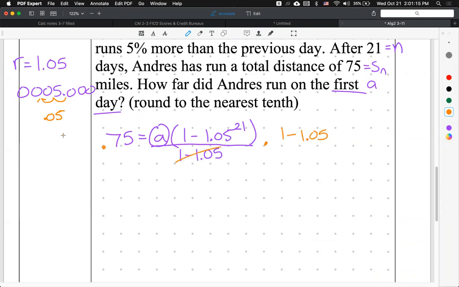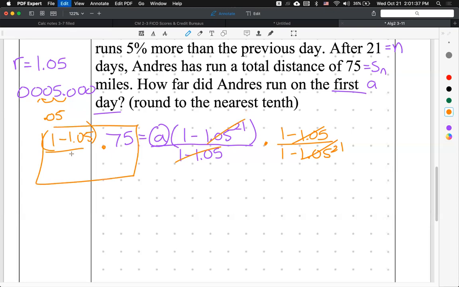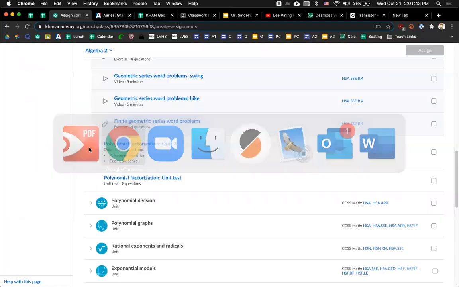Yep, that cancels out that one, right? And then times 1 minus 1.05. And also divide by something, right? Because we want to get rid of this thing. Yeah, divide by it. 1 minus 0.05 to the power of 21, so everything is canceled out. A is isolated. And over here, the thing that we're going to type into the calculator is right here. That's 1 minus 1.05 to the power of 21. Let's figure out what that is.